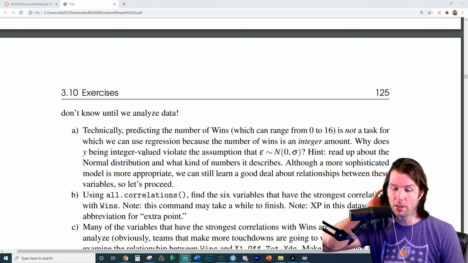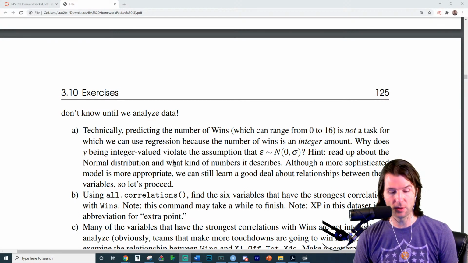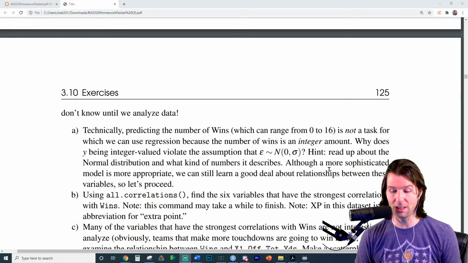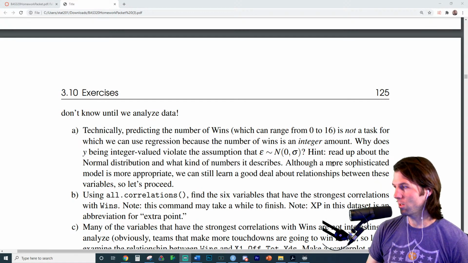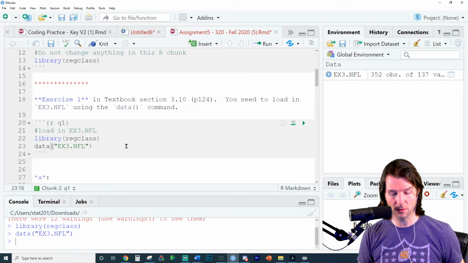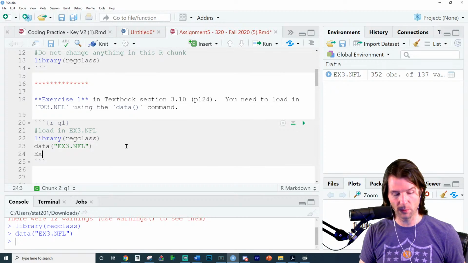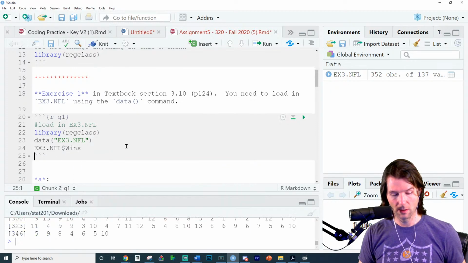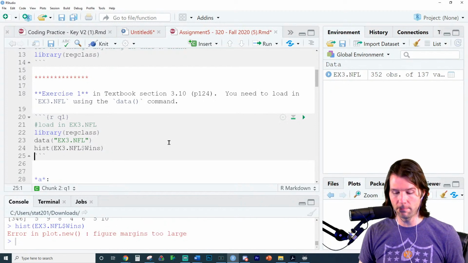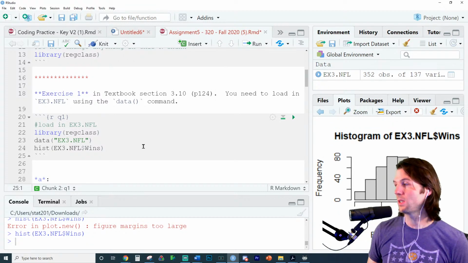Technically, predicting wins, which can range from 0 to 16 for the NFL, is not a task for which we can use regression because the number of wins is integer. So what does it mean for something to be integer? It's going to be whole numbers. So we can see right here, if we look at the distribution of the wins in EX3 NFL, the wins are integer values. You can see this as a histogram right here.